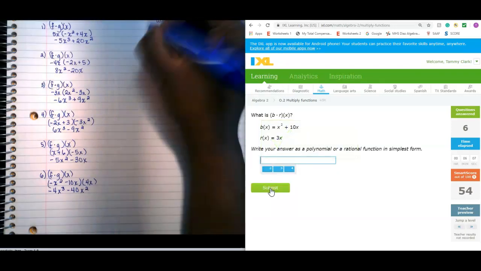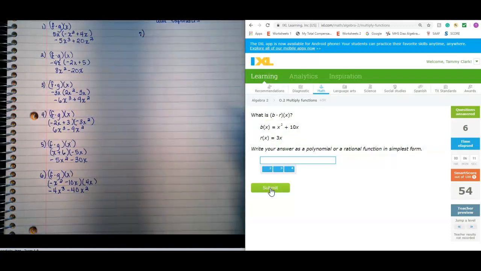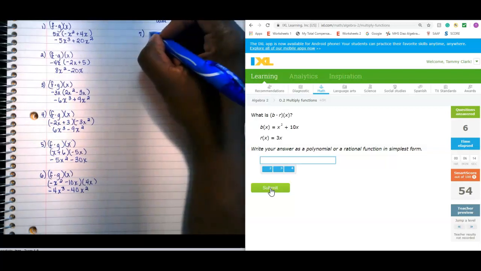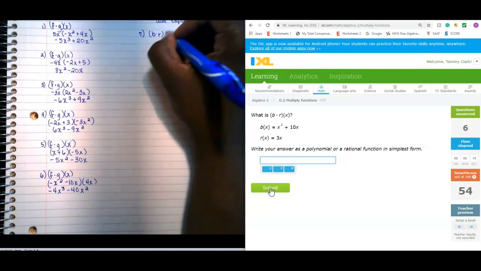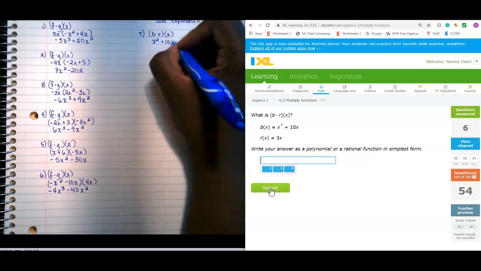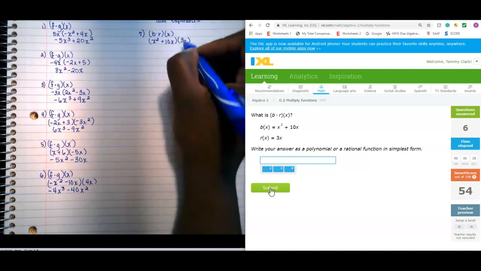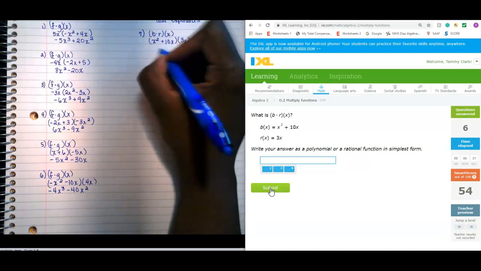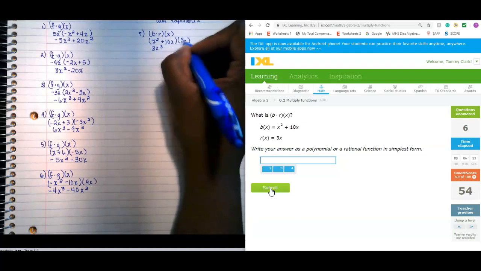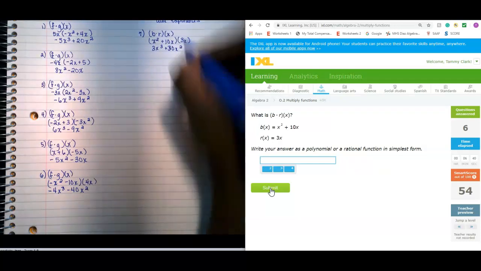Alright, let's move up here to number 7. What is b of x multiplied by r of x? So we've got x squared plus 10x, and we're going to take that and multiply it by 3x. So I've got x squared times 3x gives me 3x cubed. 10x times 3x gives me 30x squared.